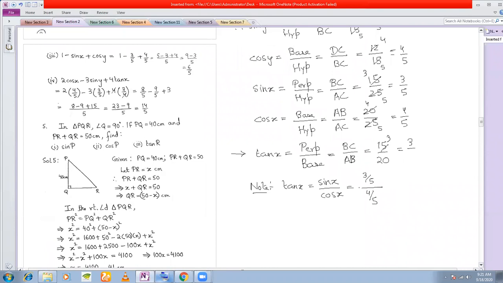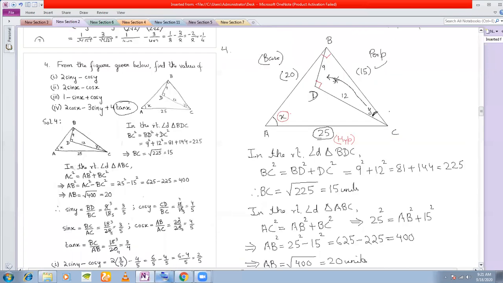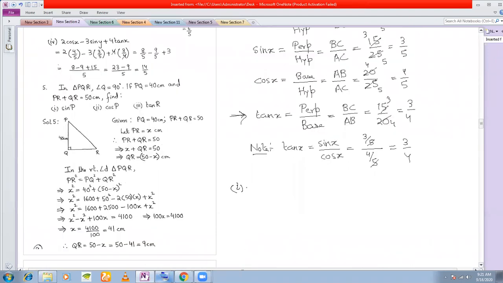So as I was saying, either you can find out tan x in this manner, or you can use the ratio sin x by cos x. So here 5 and 5 cancel, so ultimately get 3 by 4. So now I found out all the ratios. Now we'll find out the values. Number 1, 2 sin y minus cos y.